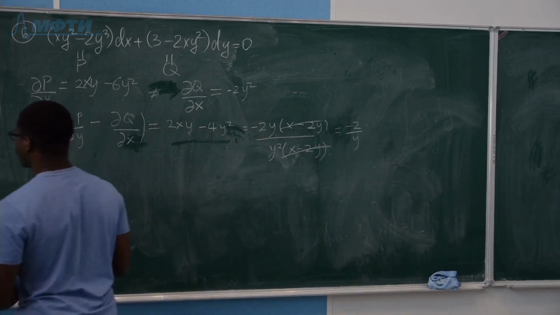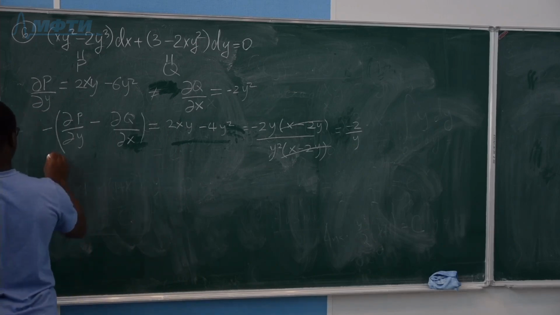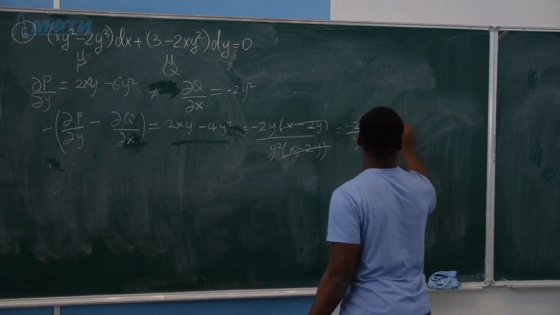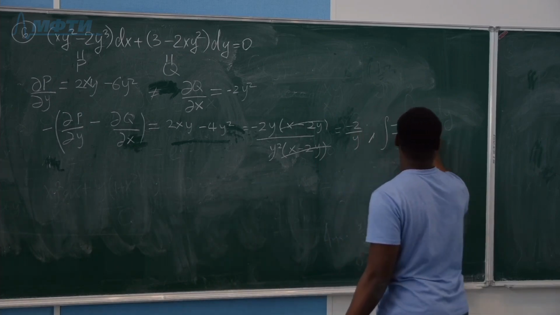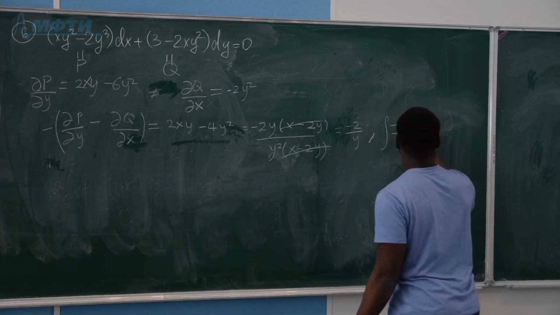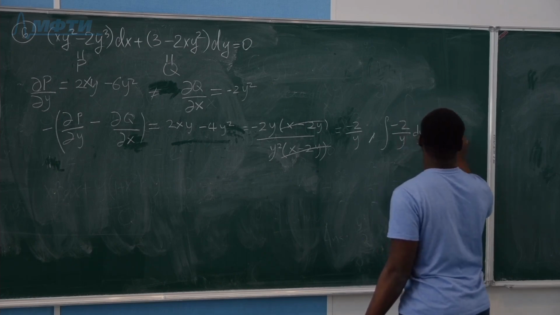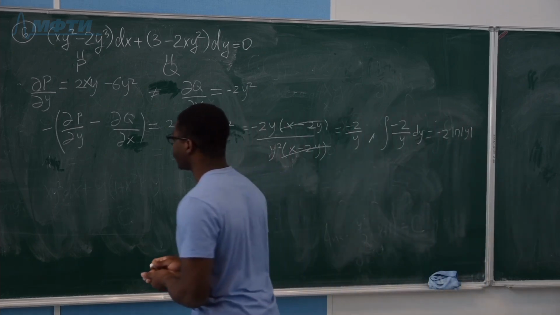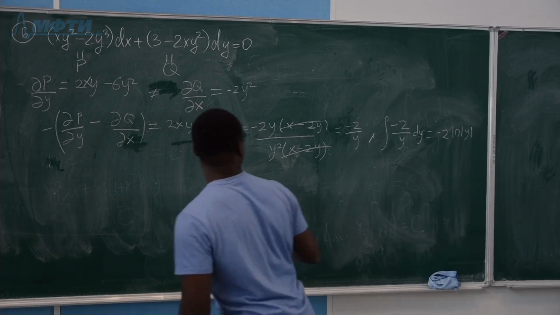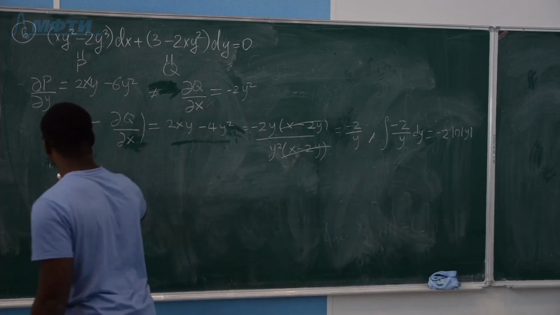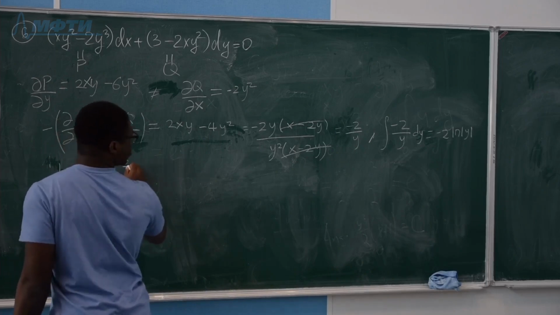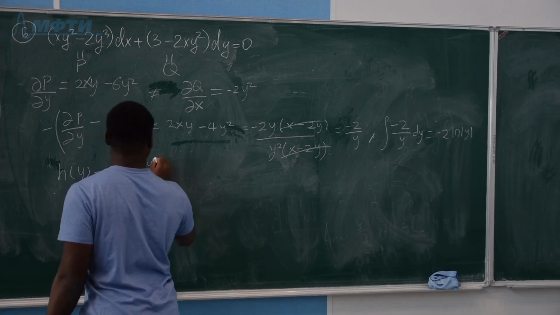Next, use this formula for h of y. First integrate this with respect to y. So the integral of this function dy, minus 2. And then h of y will be e raised to the power minus 2 ln of the absolute value of y.